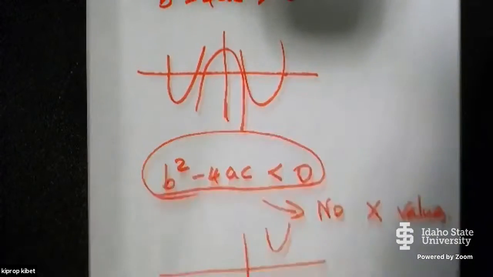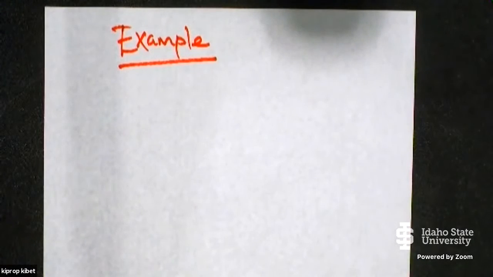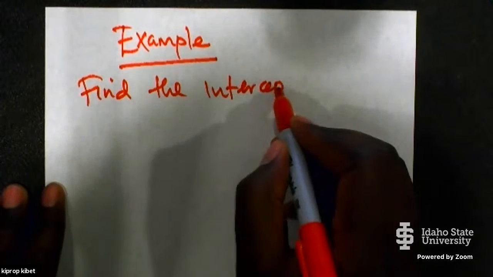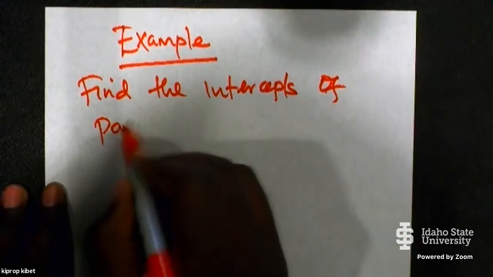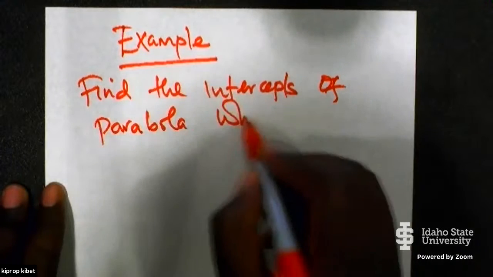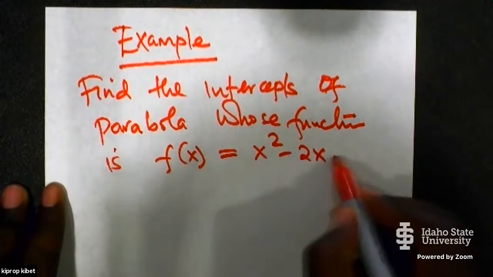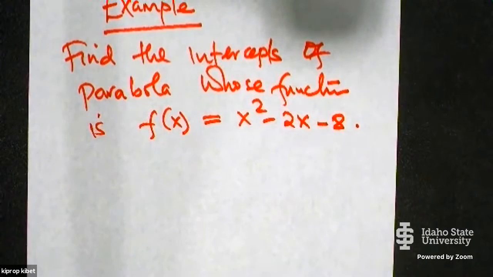So let's do one example on that. For example, find the intercepts of the parabola whose function is f of x equals x squared minus 2x minus 8. F of x equals x squared minus 2x minus 8.